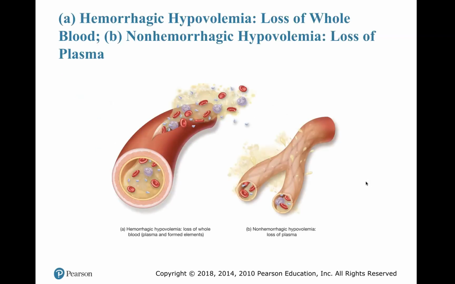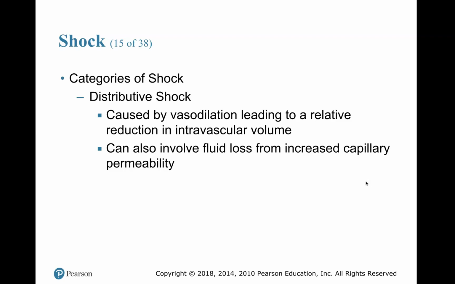A is hemorrhagic hypovolemia, which is loss of whole blood, which means everything, the platelets, plasma, all that stuff. And then B is non-hemorrhagic hypovolemia, which is the loss of just the plasma. Distributive shock is caused by vasodilation leading to a relative reduction in intravascular volume, and can also involve fluid loss from increased capillary permeability.